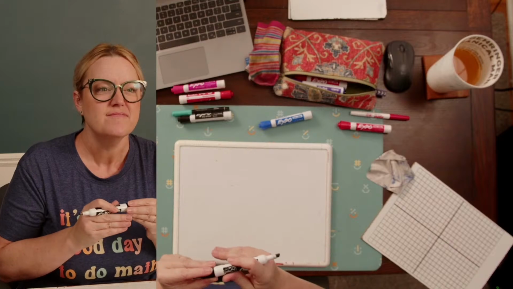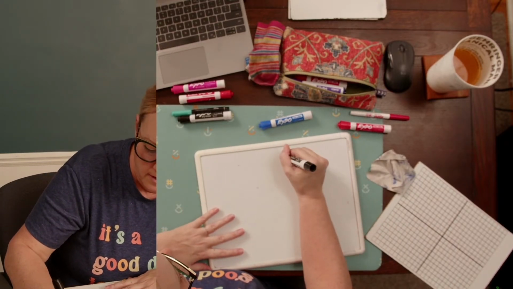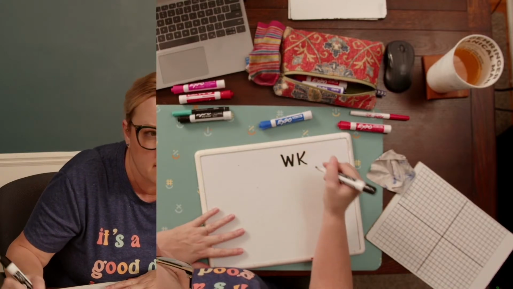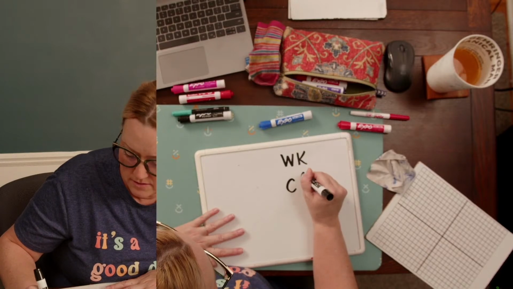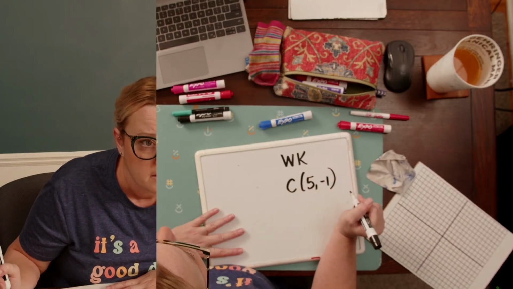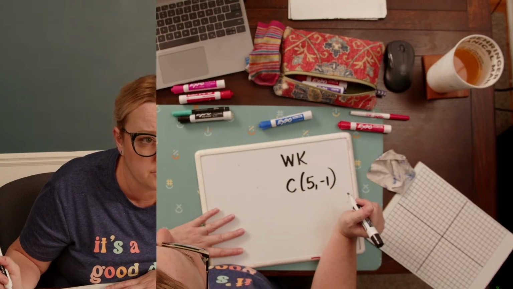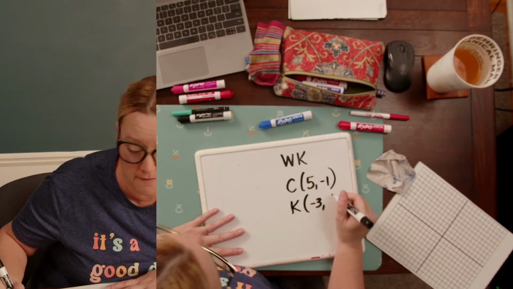Oh, okay. All right, so partition the directed line segment WK, finding point C, which is 5, -1, and this created the ratio of WC to CK of 1 to 2. Given point K is -3, 5.